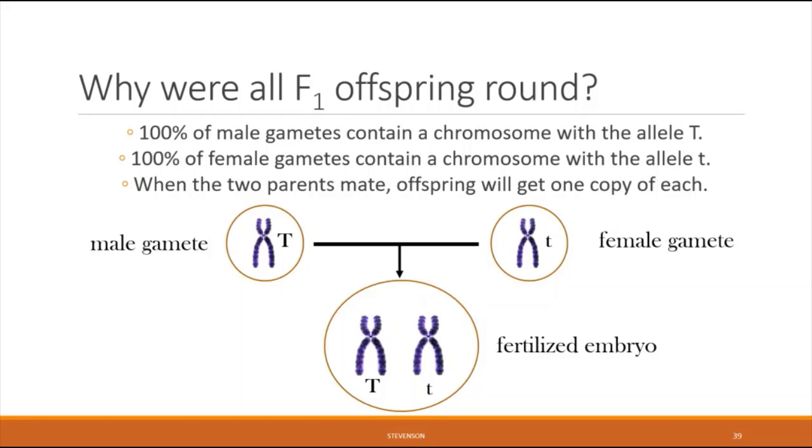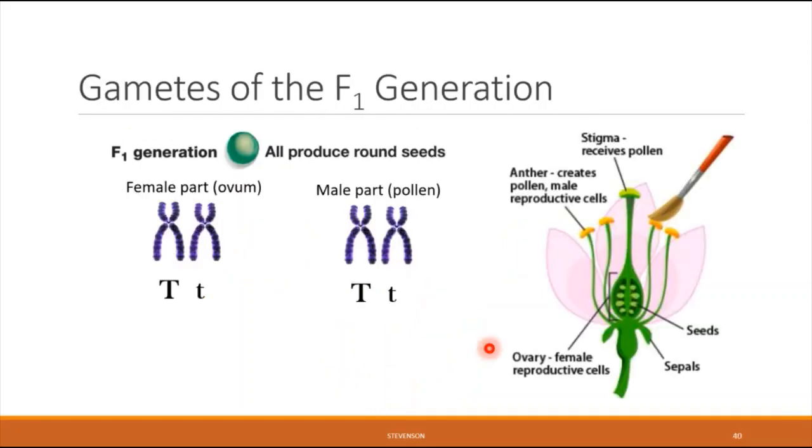It gets a little bit trickier when we start looking at the F1 generation and how they self-pollinated in order to produce the F2 generation. So this is what the F1 generation looked like. Remember that these two components came from the same pea plant. So it was a matter of transferring the pollen from the anther of this plant directly to the ovary of the plant so it could fertilize the ova.